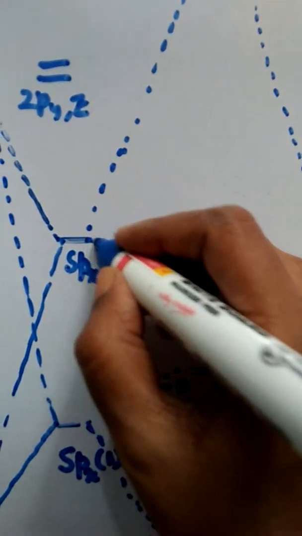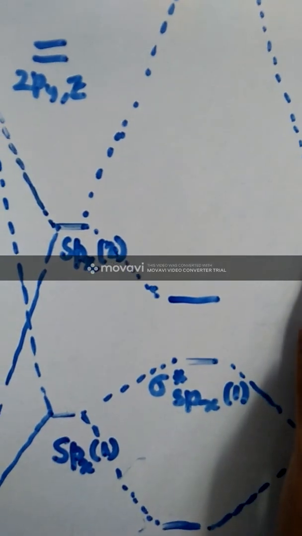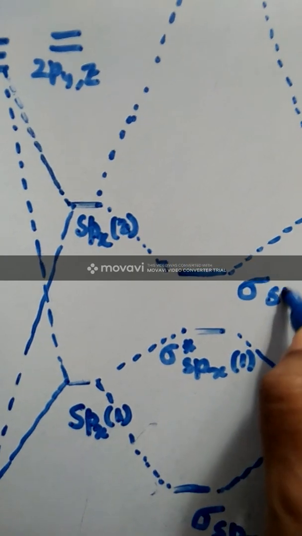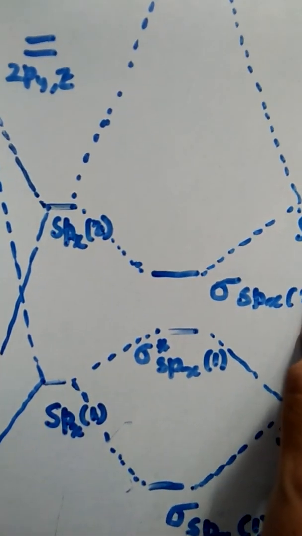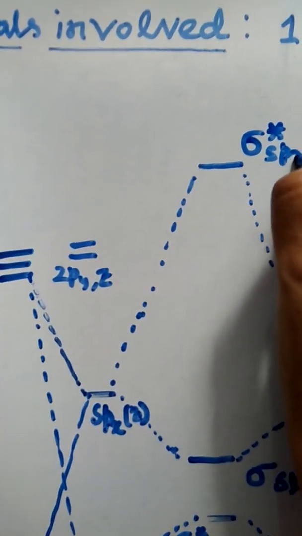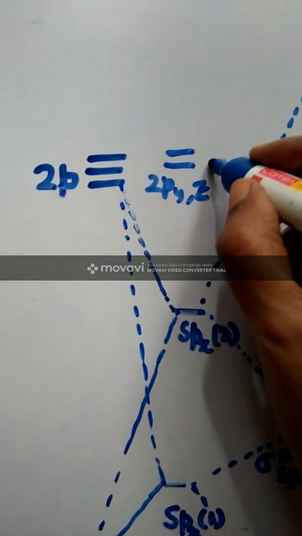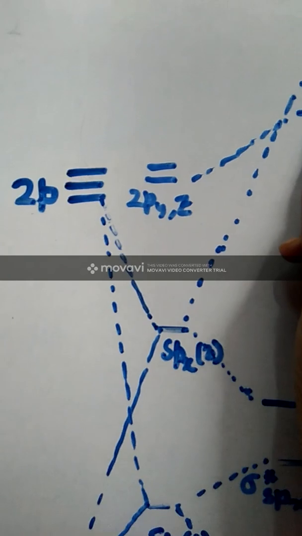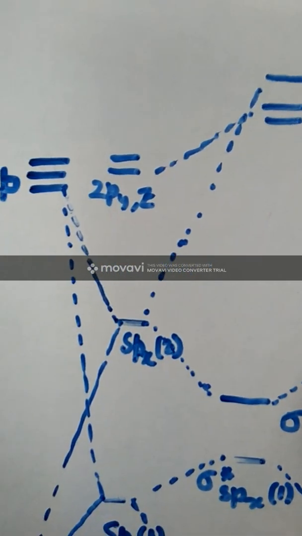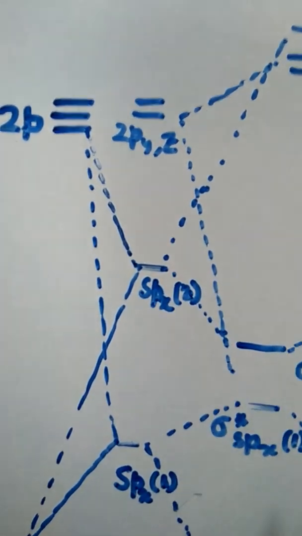You have to remember always how to draw these MOs stepwise. So these two: this is sigma spx2 and this is sigma star spx2. Now the pi bonding. Pi orbitals will be formed by 2p y and z. So this is pi antibonding and pi bonding will be here.